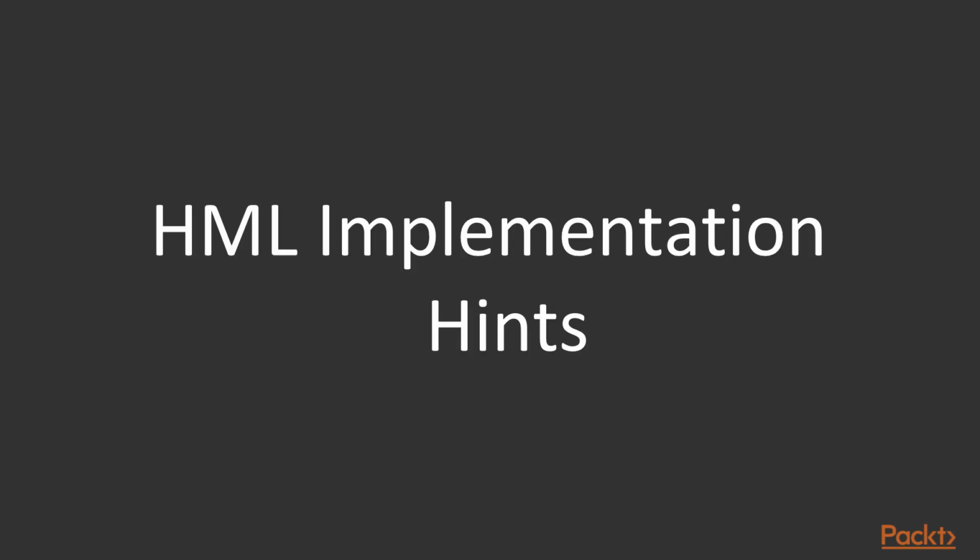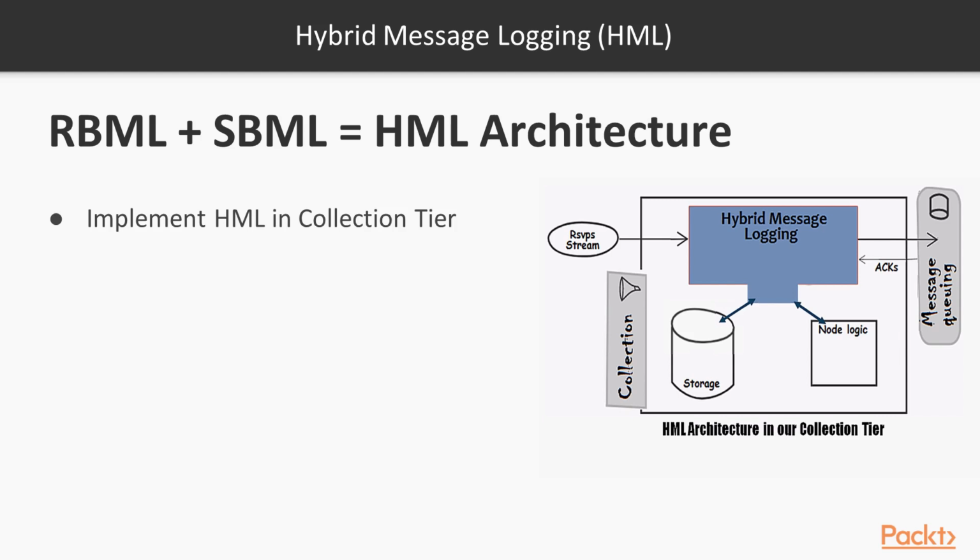Before we see a possible implementation of hybrid message logging, let's see some implementation hints. So we will implement an approach of hybrid message logging in our collection tier. Our implementation will have the following key points. Processing new RSVPs and recovering RSVPs will happen asynchronously. This means that while we recover data, we will ingest new data as well. We do not follow the classical approach of suspending ingestion during recovering data.